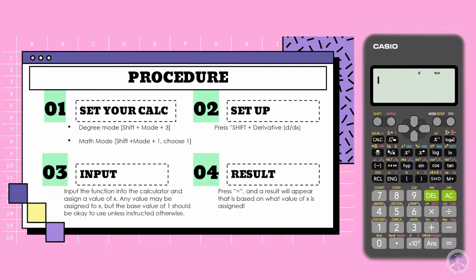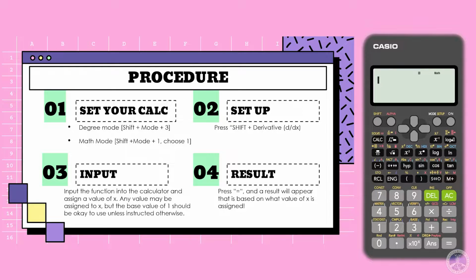Next is math mode. So here is shift plus mode plus 1. So let's go back, shift and mode, and pick 1. So I have here then choose 1, which is this. There. So you'll know that you're in math mode once you see on the screen of your calculator that there is the math word here. Now that we have that set up, let us move on to the rest of the instructions.